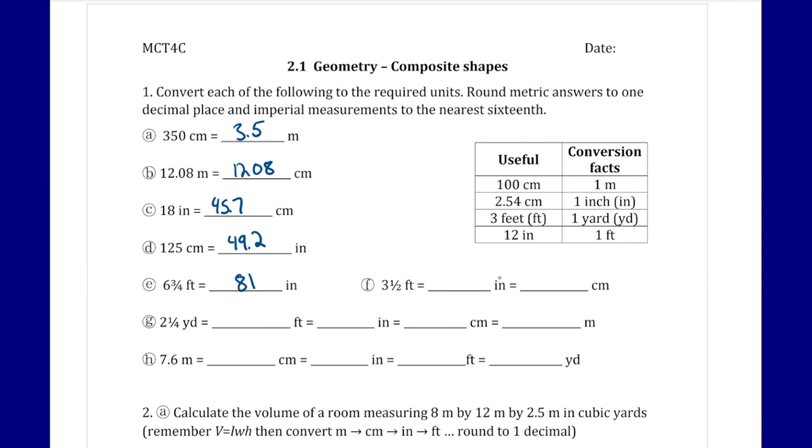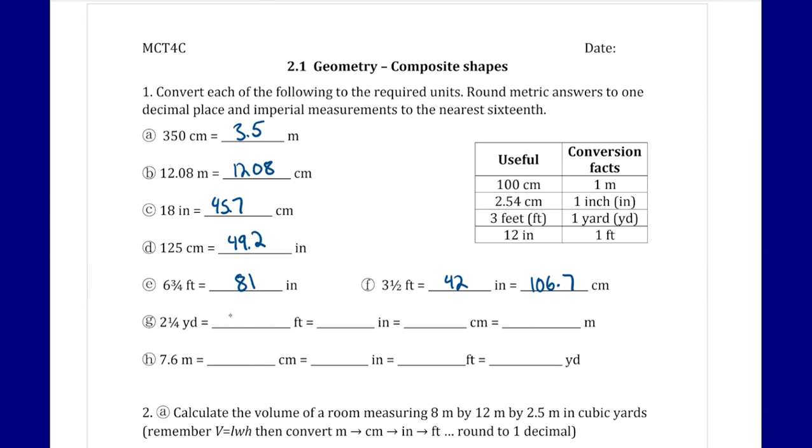Feet to inches to centimeters. So again, multiplying by 12, we get 42. And then taking that, multiplying it by 2.54, we get 106.7 centimeters.